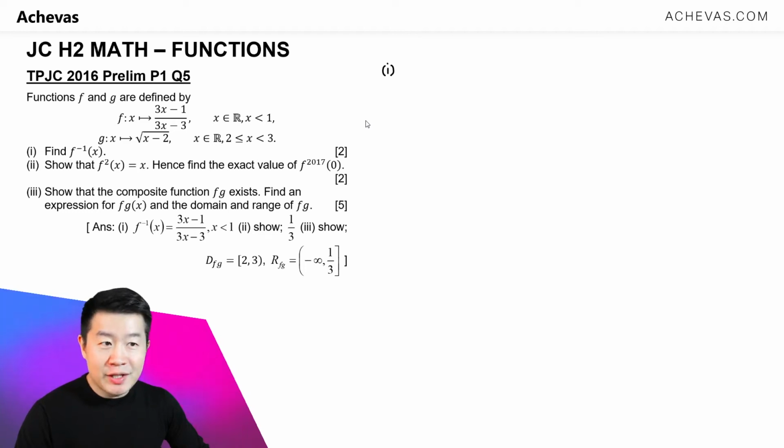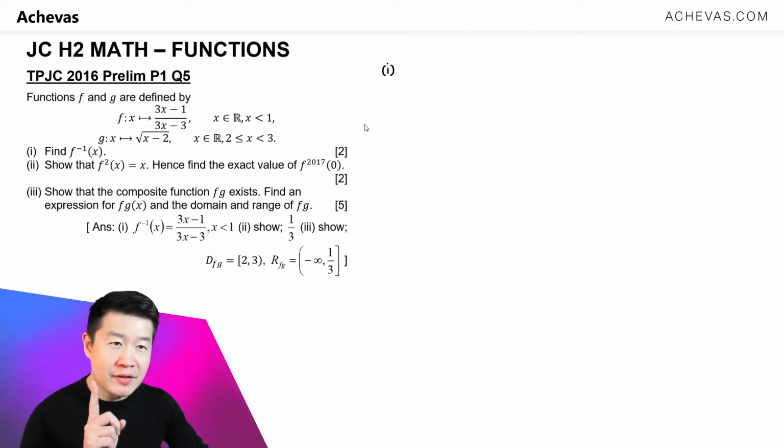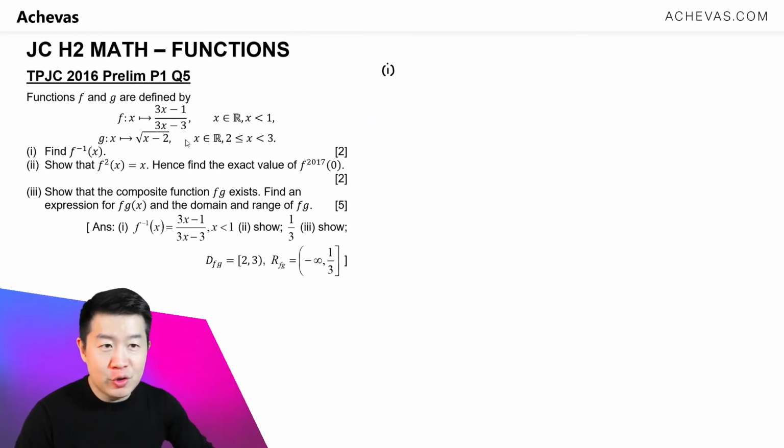To find f inverse x, we will need two things. One is the expression for f inverse x. The other one is going to be the domain of f inverse x. And the domain of f inverse x is the same as the range of f. So let's find the range of f first. I'm going to draw the graph to find its range.